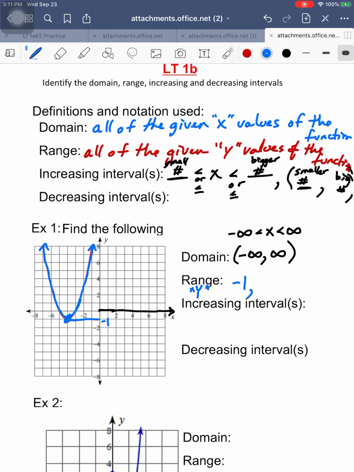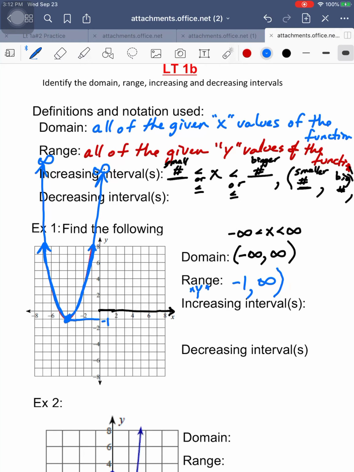And then we're going to go, how high does this graph go? Well, both the right part and the left part go up and up and up forever. It doesn't matter which one. They both go up. They're both going to go to positive infinity. So it really doesn't matter which side you are looking at.